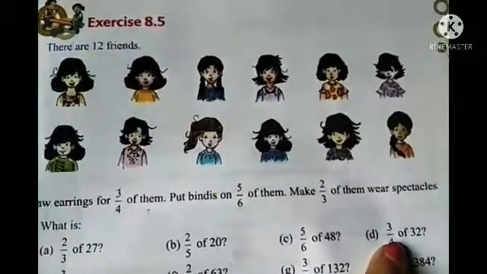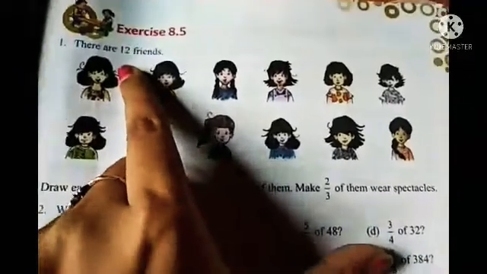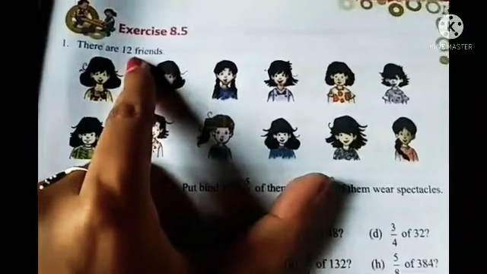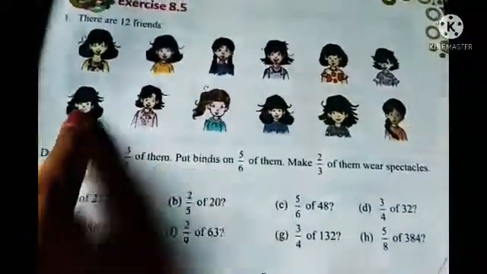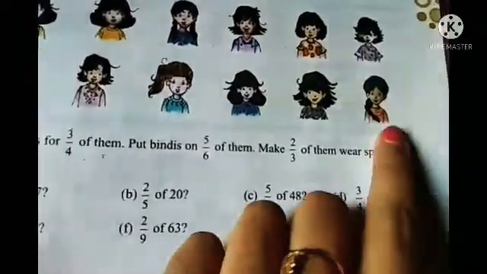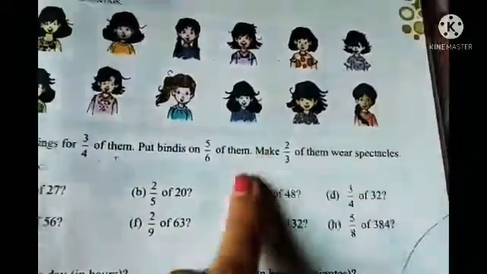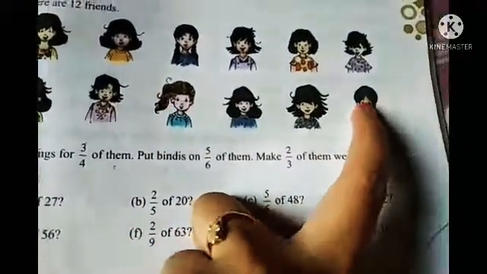Okay, so the first step is you have to see the denominator and the total number you have to divide. So 12 students, right? If you group them 2 like that, you will get 1 2 3 4 5 6, total 6 groups. Okay, and amongst that 6 groups you have to put bindi. You can put the bindi on their foreheads.